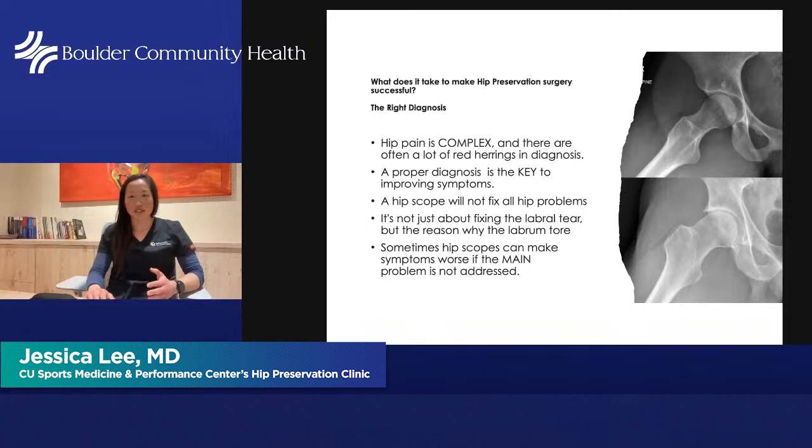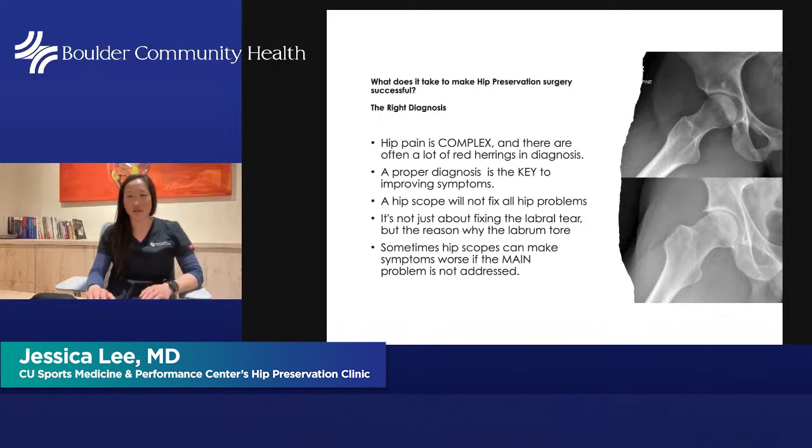A hip scope, if you just fix the labral tear, that's not going to fix the problems because it doesn't fix the root cause. So you not only have to fix the labral tear, the synovitis and the capsule or the ligamentum teres, you have to fix the reason why the hip pathology on the inside of the hip joint occurred in the first place. And sometimes on the flip side of that, if you get a hip scope and you never treat the underlying cause, if your joint is sort of on the edge of rapid destruction or turning into bad arthritis to the point where you can only get a hip replacement, the hip scope is enough stress to your hip joint that it can actually make your symptoms worse if the main reason that caused the damage is not addressed.